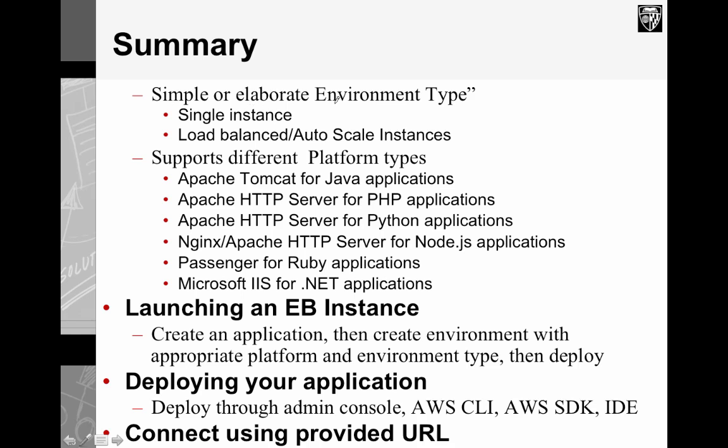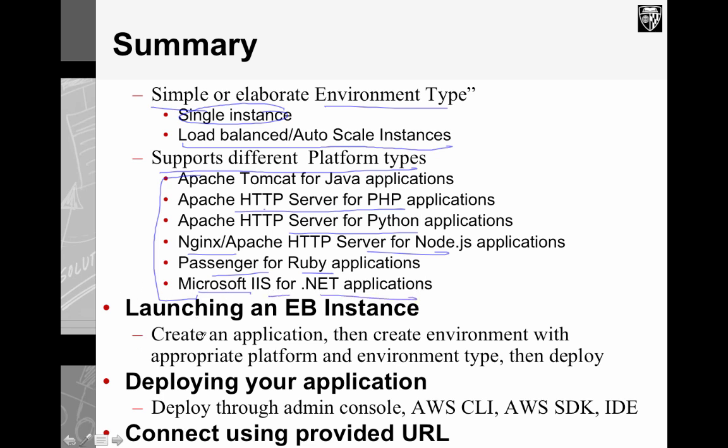You can also choose between various environment types, simple or elaborate environment type. The simple environment type is the single instance environment type. The elaborate environment type is the load balanced auto-scaled environment type. There is also support for different platforms, all the way from Apache Tomcat, Apache Server with PHP, Apache Server with Python, Nginx with Node.js, Passenger for Ruby, and Microsoft IIS for .NET applications.